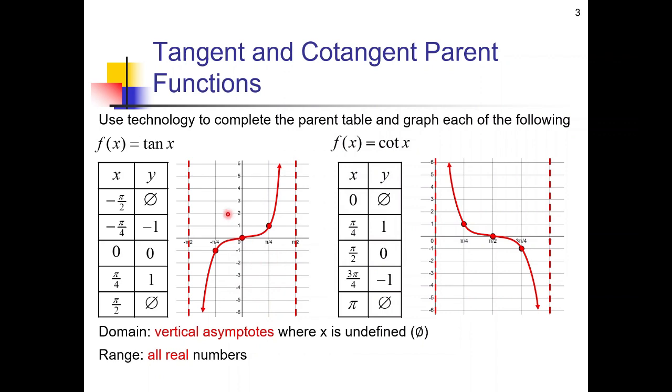And we had a period, if you look here, from negative 2 pi to 2 pi, from 0 to pi, that is a period of pi. Whereas sine and cosine each have a period of 2 pi before they repeat.